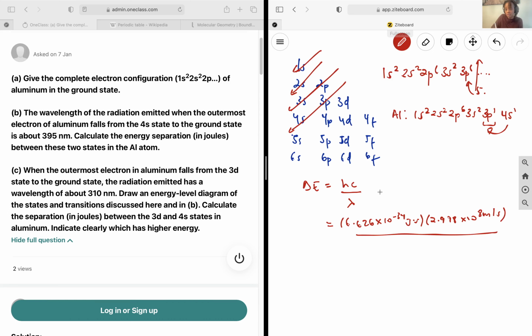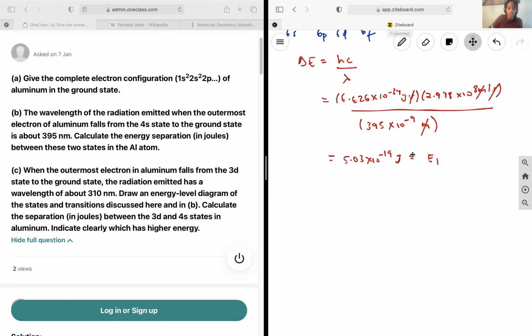And then that is all going to be over our wavelength in meters so that we can have some unit consistency. So that is going to be 395 nanometers by 10 to the negative 9 to convert it back into meters. And then you can just check that the units all make sense. So this meters cancels this meters and the seconds cancel to give you an answer in joules. And so the energy separation in joules is going to be 5.03 by 10 to the power of negative 19 joules. And we can call this E1.